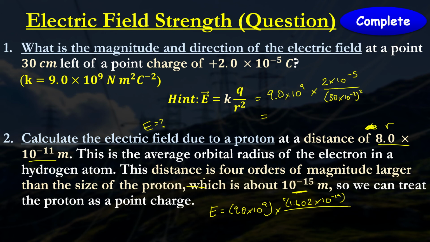And this distance, the distance of the electron orbit, is 4 orders of magnitude bigger than the size of the proton. So the size of the proton is this value here. Okay, so that's sort of a giveaway here. That's more like a red herring. The value we're using is this one here, because we want to know what the strength of the proton's electric field is at this particular distance.